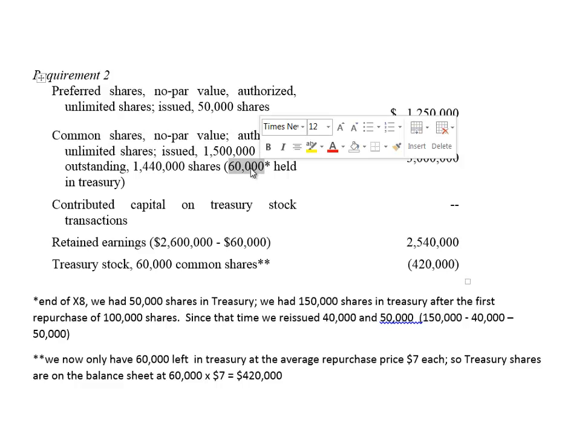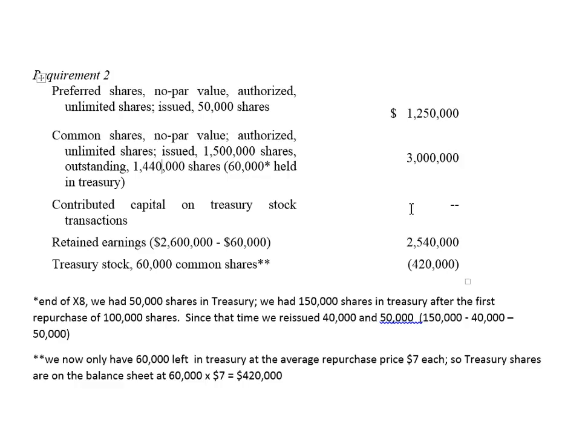So if we know we have 60,000 of the 1.5 million in treasury, then that must mean that sitting with legitimate shareholders, we've got 1.44 million. Now the common shares, again, don't forget the balance doesn't change. We still have 3 million there because we treat the treasury shares as a subset of the common shares. So we still have 3 million out there.